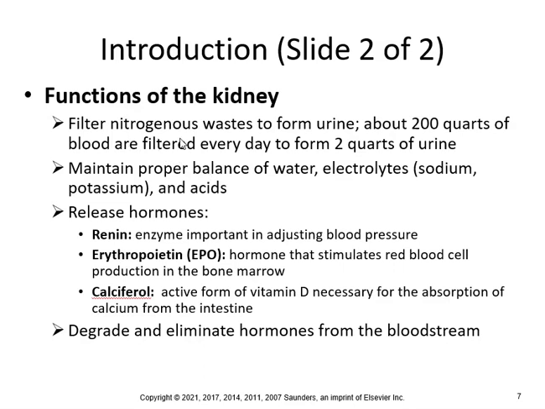Okay, now what are the functions of the kidneys? Well, they filter nitrogenous waste to form urine. About 200 quarts of blood are filtered every single day to form 2 quarts of urine. Kidneys are designed to maintain proper balance of water, electrolytes, sodium, potassium, and acids. The kidneys also release hormones, and they release renin, which is an enzyme important in adjusting blood pressure.